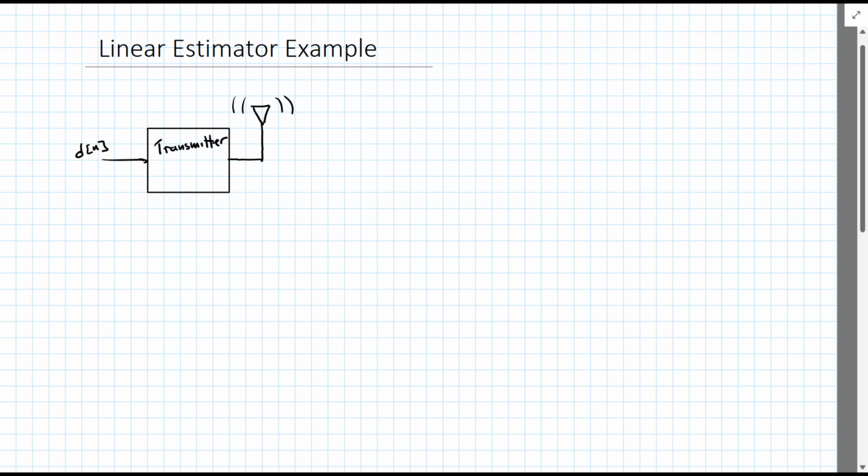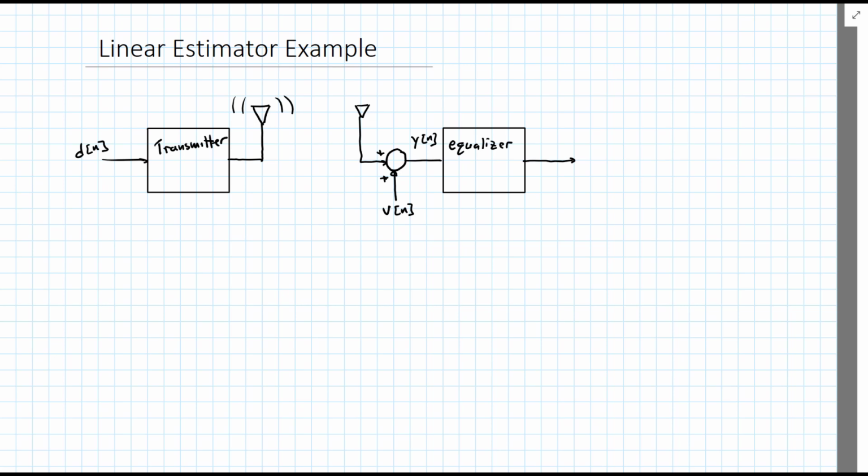So in this case, we're going to have some signal, D of n. It's going to be sent through a transmitter, and it will be received on the far end. There will be some noise added. That's our V of n. And then we'll have an equalizer. It's the equalizer that we're actually going to be worried about, but the context is important. So our equalizer is going to be our optimal estimator. And the goal is to estimate what was sent.